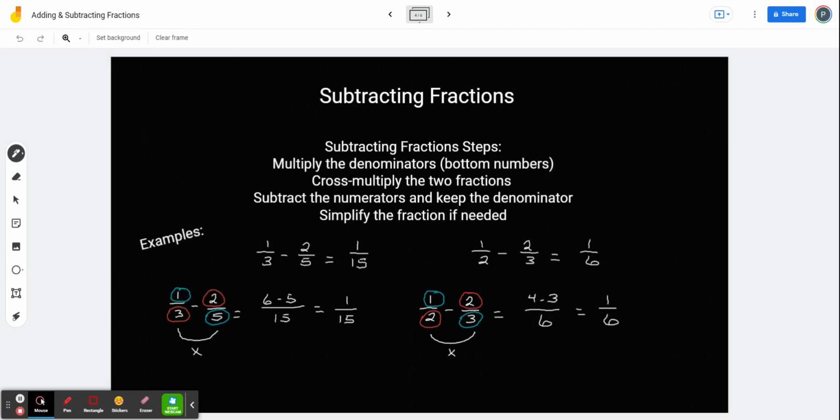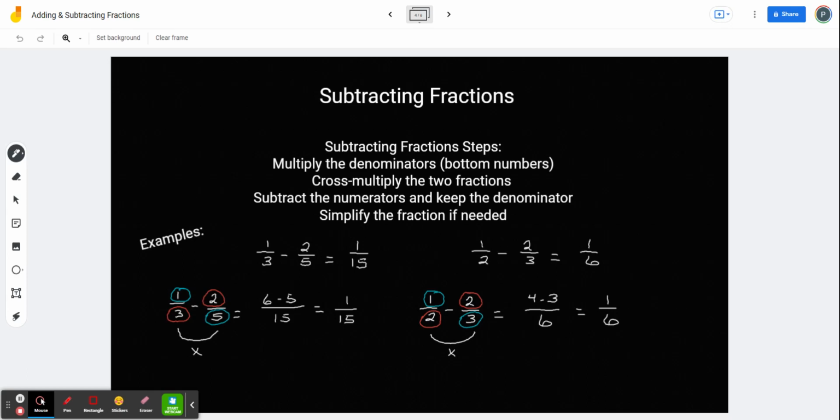Subtracting fractions, you're going to do it the exact same way. So the steps: multiply the denominators, the bottom numbers, cross multiply the two fractions, subtract the numerators and keep the denominator, and simplify the fraction if needed. Example, 1/3 minus 2/5 is going to equal 1/15.